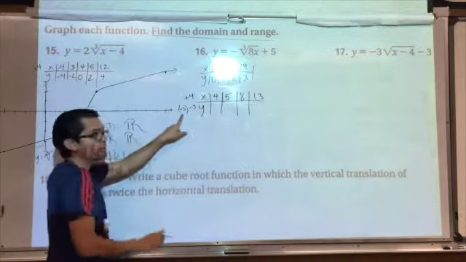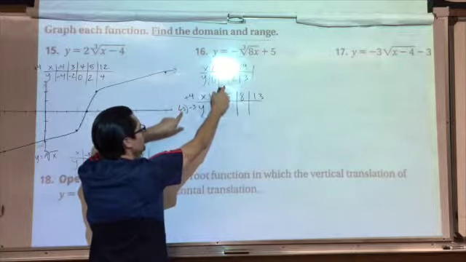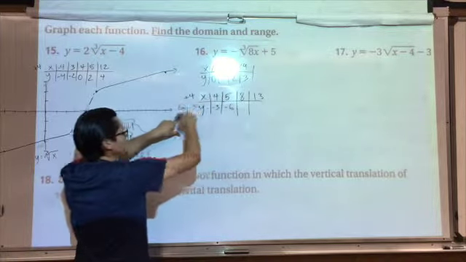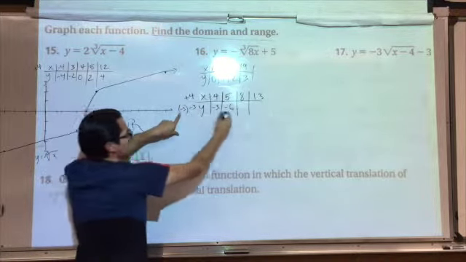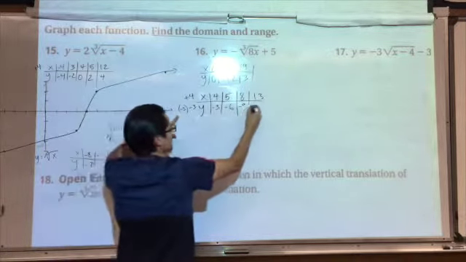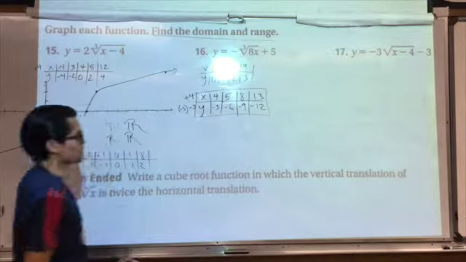0 times -3, 0. Minus 3, -3. 1 times -3, -3. Minus 3, -6. 2 times -3, -6. Minus 3, -9. 3 times -3, -9. Minus 3 is -12. There's your table. That's what you need to graph.